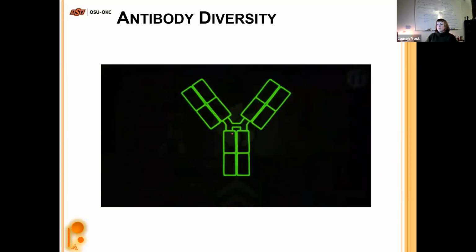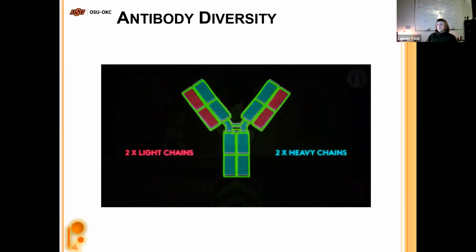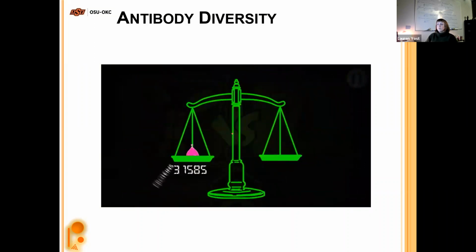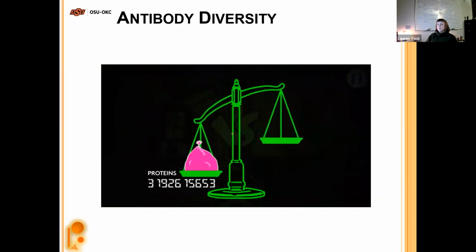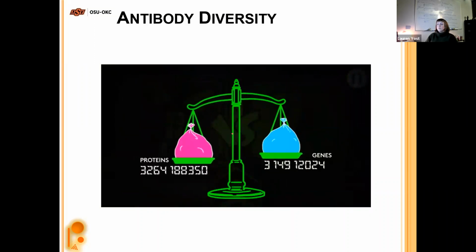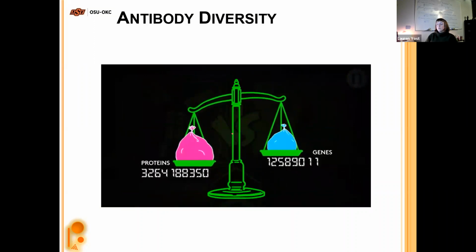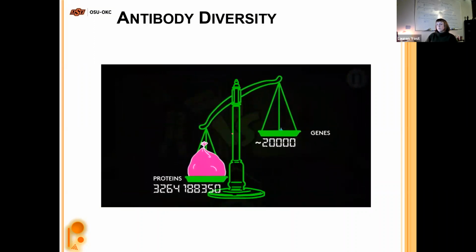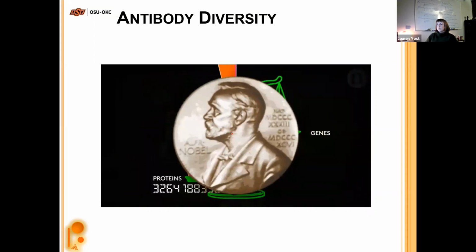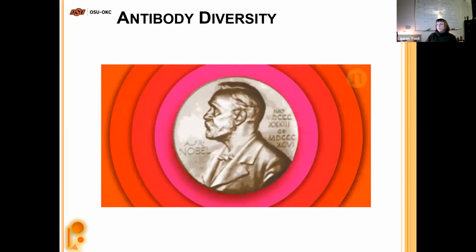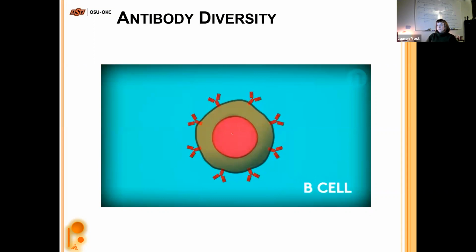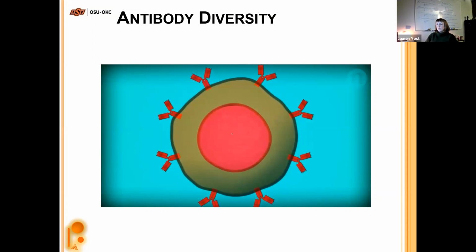But these antibodies, made from two light chains and two heavy chains, are proteins. And billions of different proteins should need billions of genes to make them. Humans have around 20,000 genes. The solution to this problem was a Nobel Prize-winning discovery. Antibodies are made by B cells. Like every other cell, B cells start off with the same 20,000 genes.